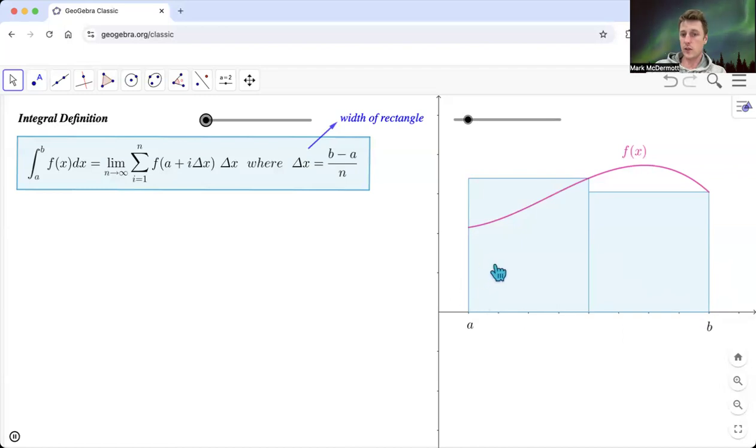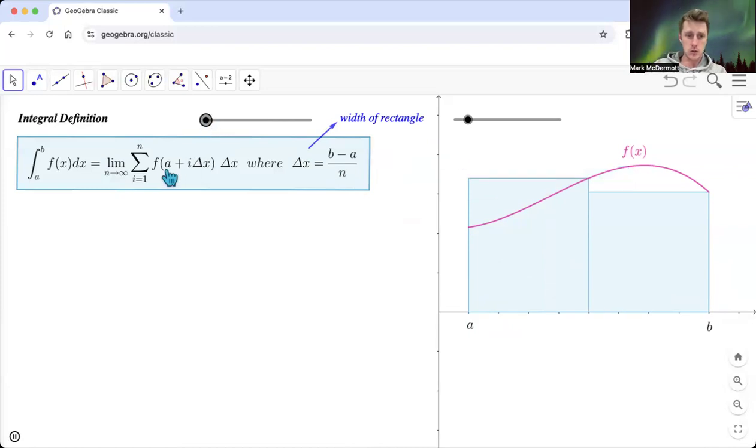So if n was 2, b minus a on n would be the width of a rectangle. B minus a on 2 would be the width of this rectangle. If we made it 3 rectangles, b minus a on 3 would be the width of one of these rectangles, right? So that's probably the first key idea that we need to keep in mind.